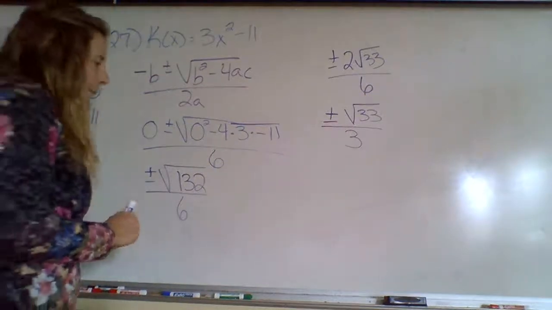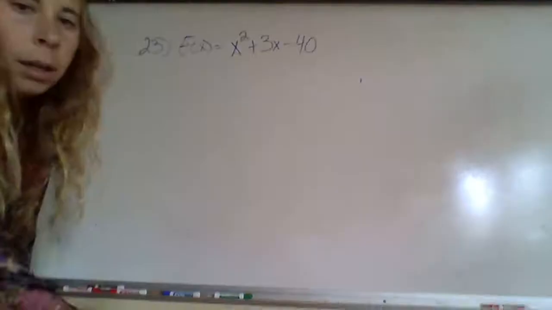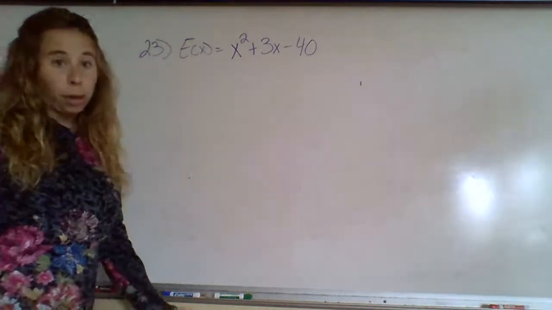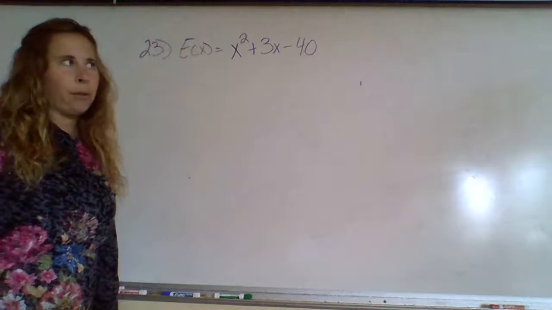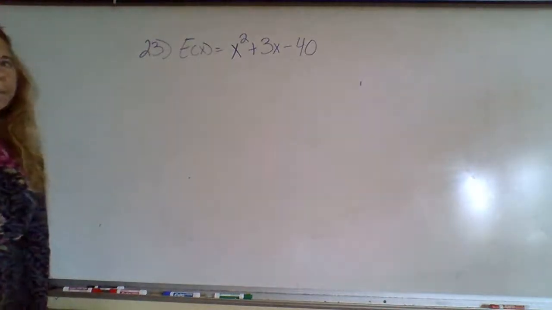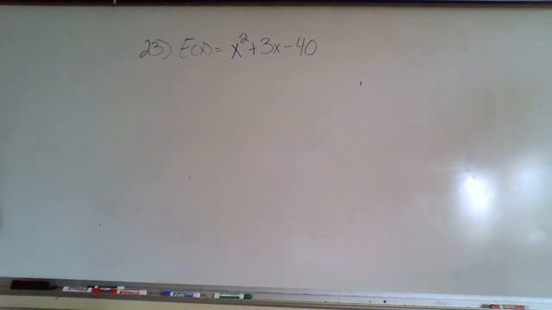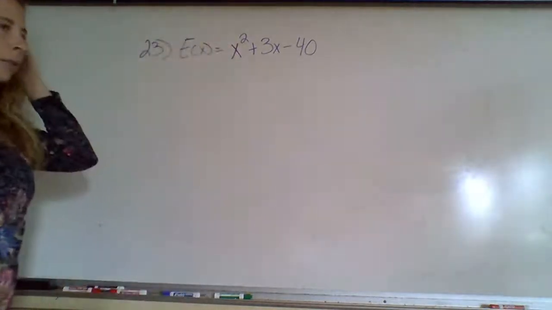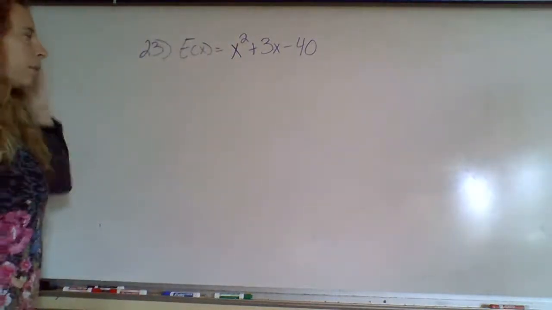All right. This is number 23. So if you can factor it, factor it. If not, you can use the quadratic equation. You can always use the quadratic equation. It will always work. But if you can factor it, that's typically faster, right? So we need factors of negative 40 that add up to positive 3.